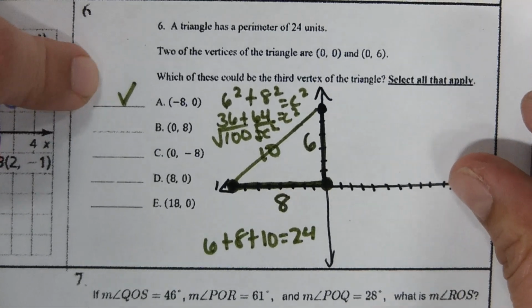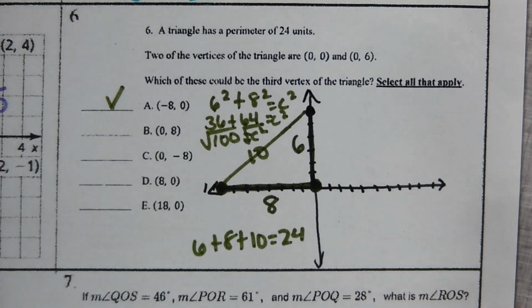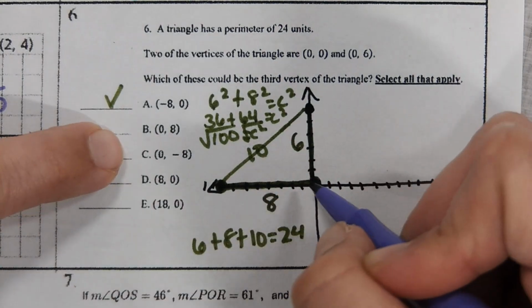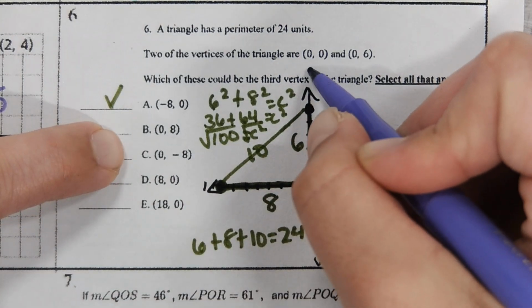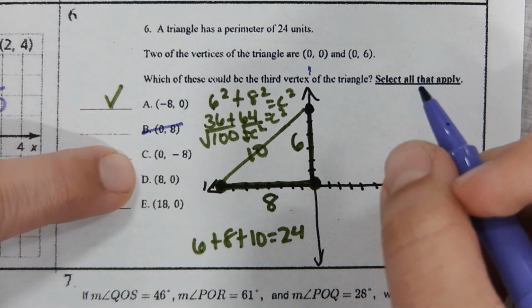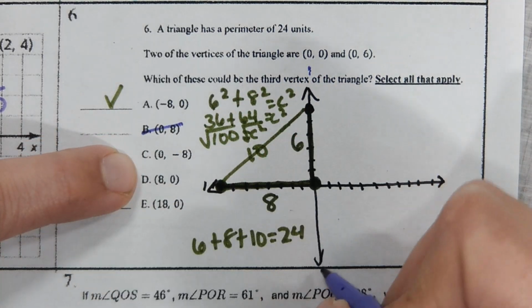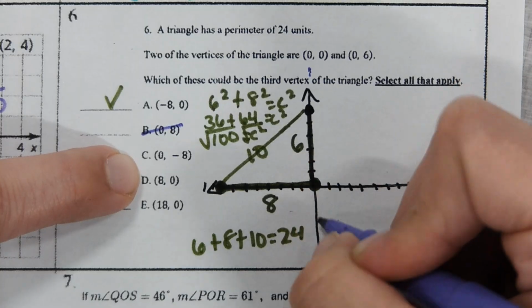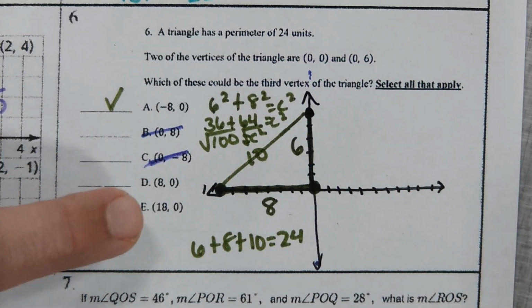So this is a correct answer. Then let's see, 0, 8. That would not make even a triangle, so that's not a correct answer. Then 0, -8. Again, with this line, it wouldn't make a triangle, so that's not a correct answer.